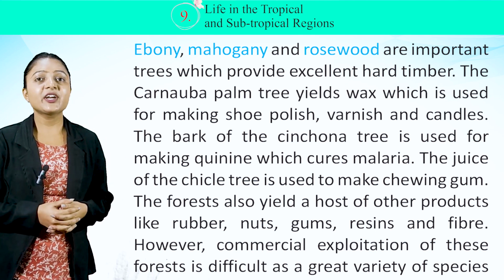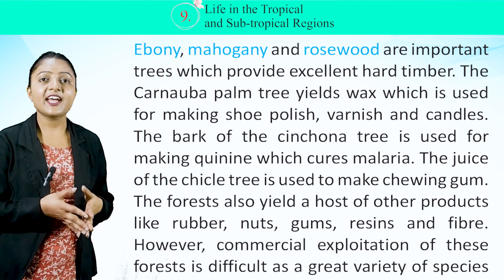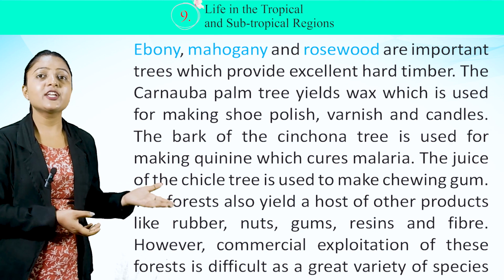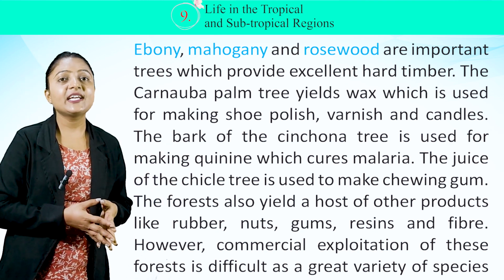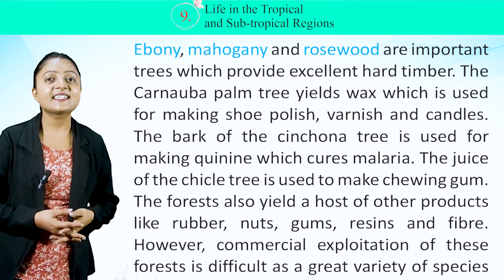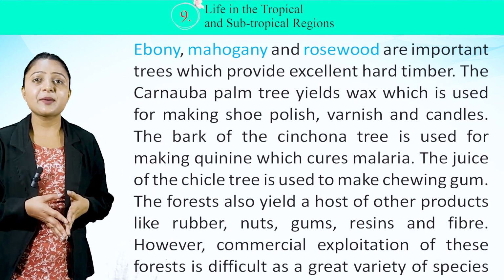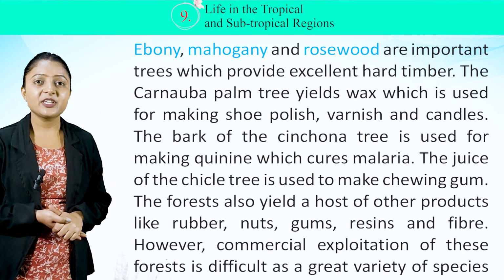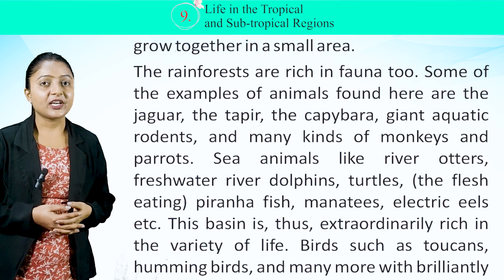The bark of the cinchona tree is used for making quinine, which cures malaria. The juice of the chicle tree is used to make chewing gum. The forest also yields a host of other products like rubber, nuts, gums, resins, and fiber. However, commercial exploitation of these forests is difficult as a great variety of species grow together in a small area.